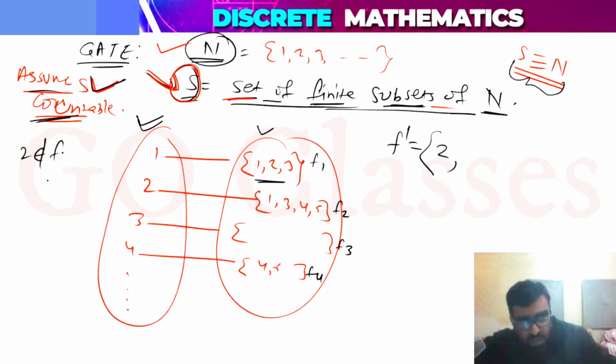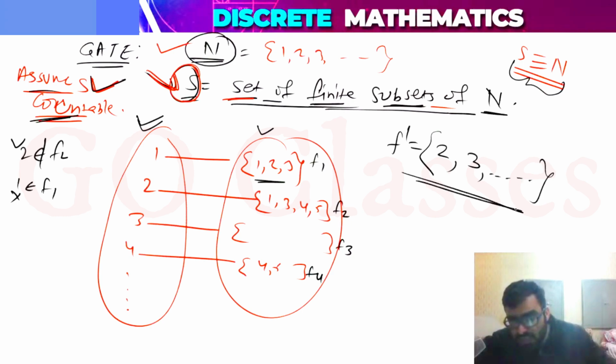2 does not belong to F2, so I will take 2. And 1 belongs to F1, so I will not take 1. 3 does not belong to F3, so I will take 3. 4 belongs to F4, so I will not take 4. And so on. This is how I will do it. Now you can see this element F dash is different from F1. This element is different from F2. This element is different from F3. This element F dash is different from F4, and so on.